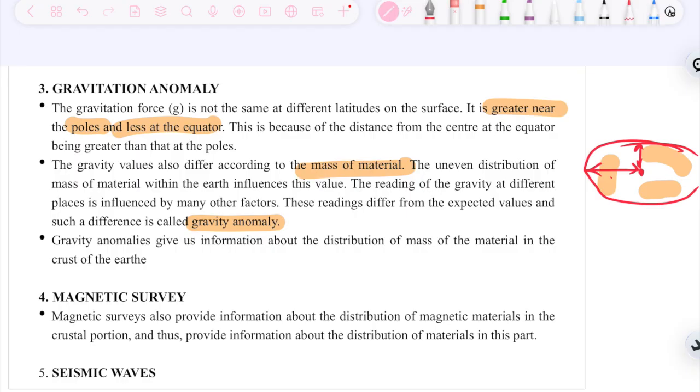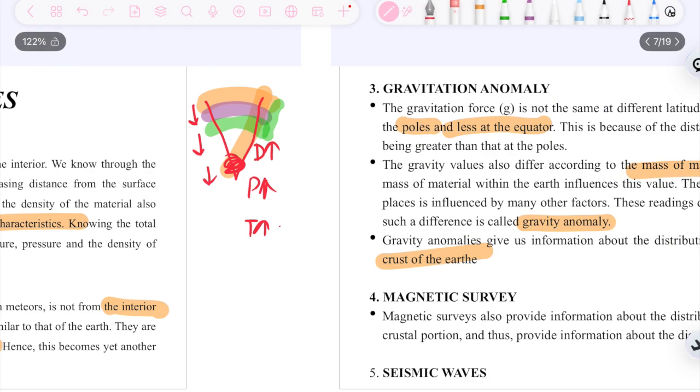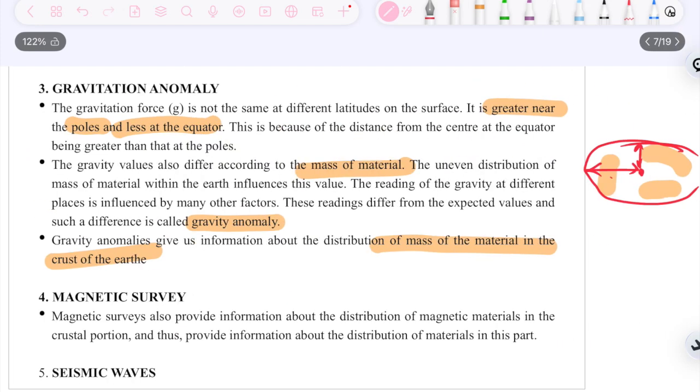That is what it is called, anomaly. So it gives us information about the distribution of mass of the material in the crust of the Earth. The next important indirect source that we have to study is magnetic survey. Magnetic survey also provides information about the distribution of magnetic material in the crustal portion, and thus provides information about the distribution of material in this part.